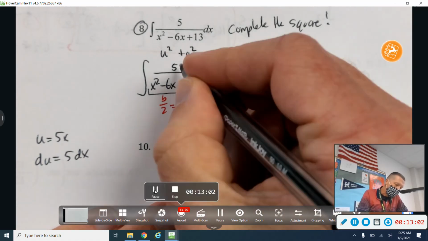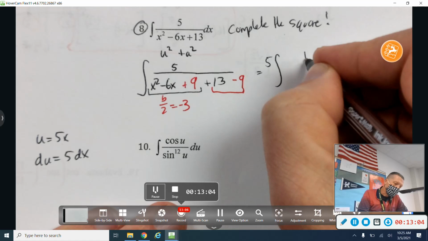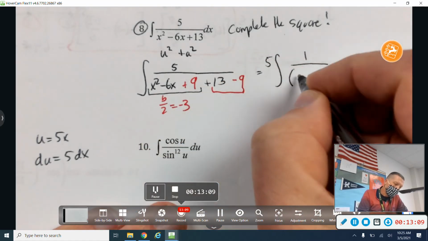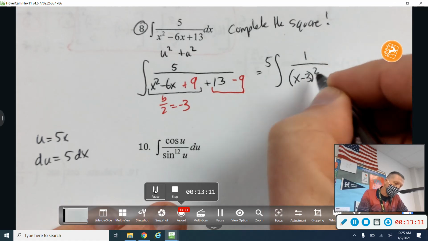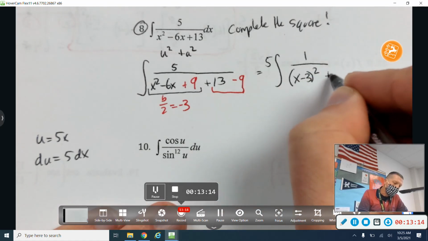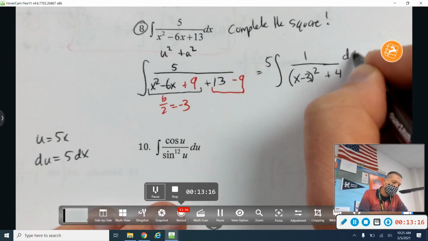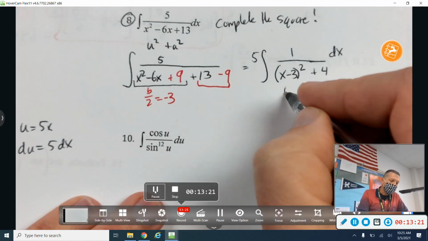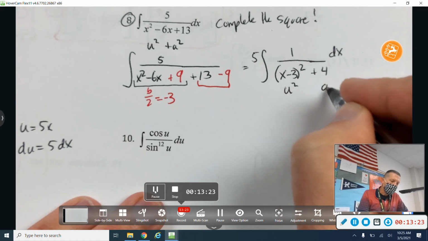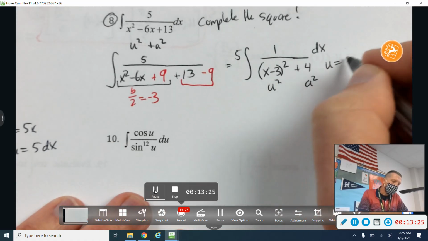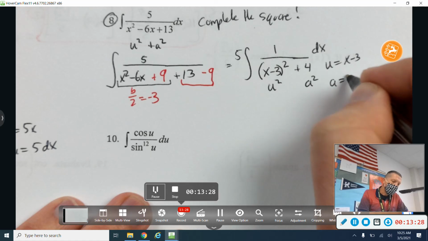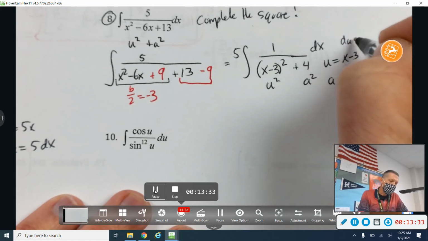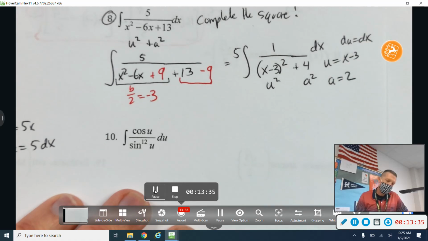In fact, I don't like the 5 there either, so I'm going to take that up front. And this whole chunk becomes x minus 3 squared. 13 minus 9 is 4, which is conveniently enough a perfect square. And so now this looks like inverse tangent, u squared and a squared. So u is x minus 3, and a would be 2. Du would be just dx, so I don't have to worry about messing with anything to fix that.